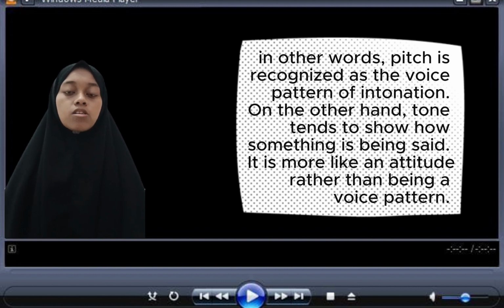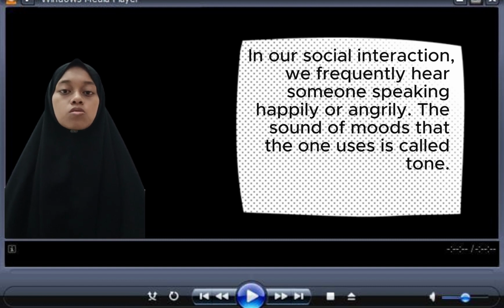On the other hand, tone tends to show how something is being said. It's more like an attitude rather than obeying a voice pattern. In our social interaction, we frequently hear someone speaking happily or angrily. The mood that the one uses is called tone.